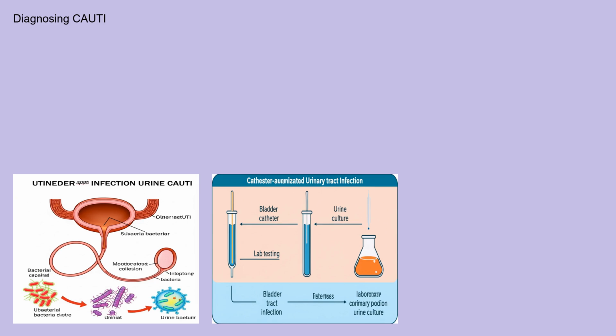Diagnosing a CAUTI requires a combination of clinical assessment and laboratory testing. A urine culture is the primary diagnostic tool. A urine sample is collected, ideally using an aseptic technique, and sent to the lab to identify any bacteria present and determine their antibiotic sensitivities. A diagnosis of CAUTI is typically made when a patient with a urinary catheter develops symptoms consistent with a urinary tract infection and has a urine culture that grows a significant number of bacteria. It's important to distinguish between colonization, where bacteria are present without causing symptoms, and a true infection.